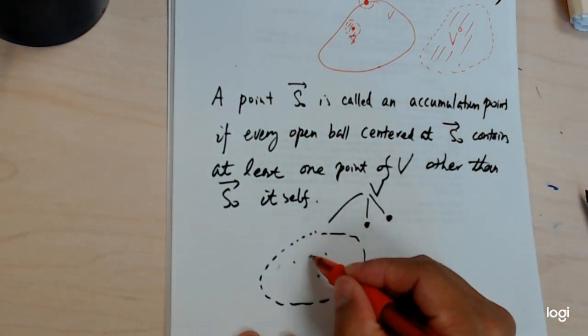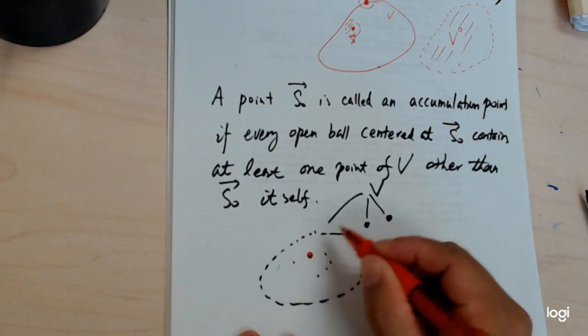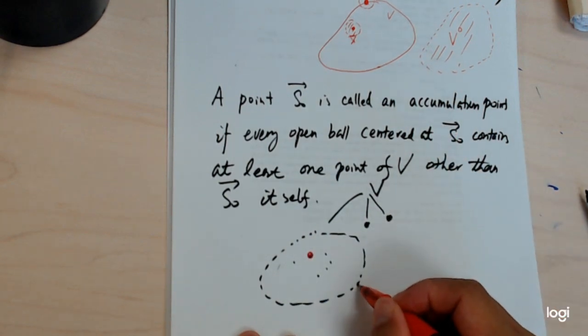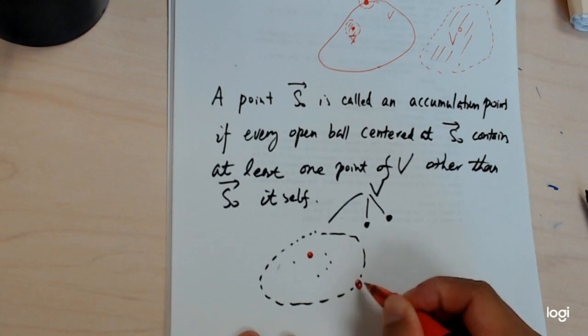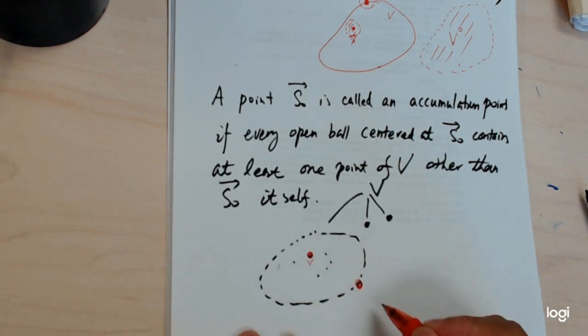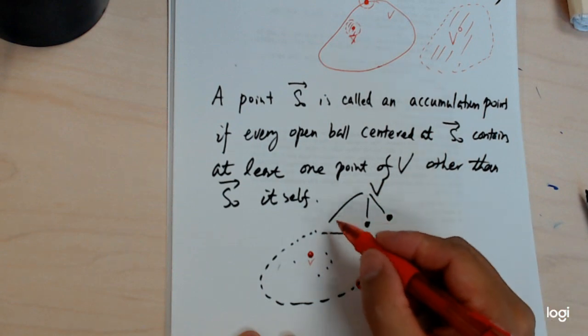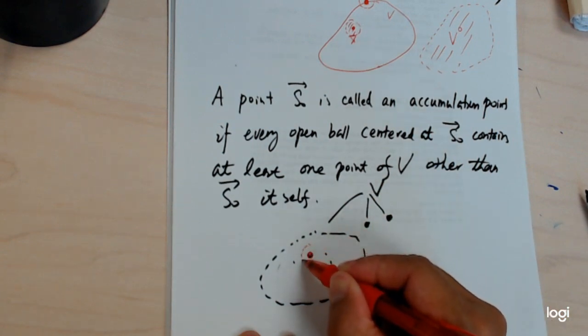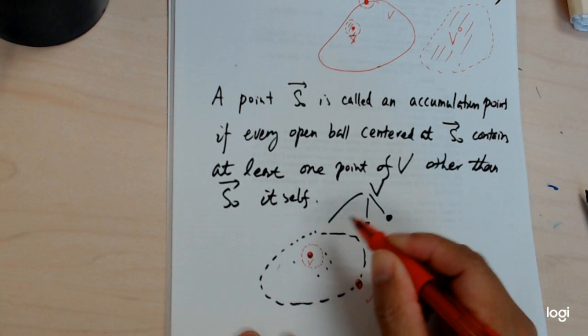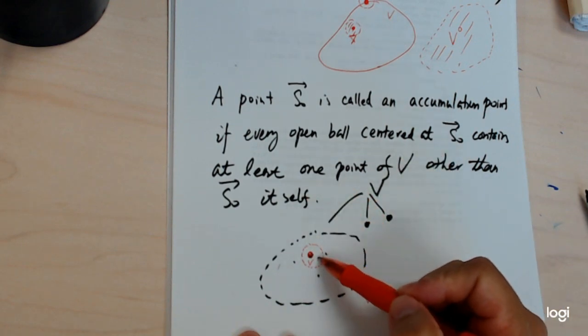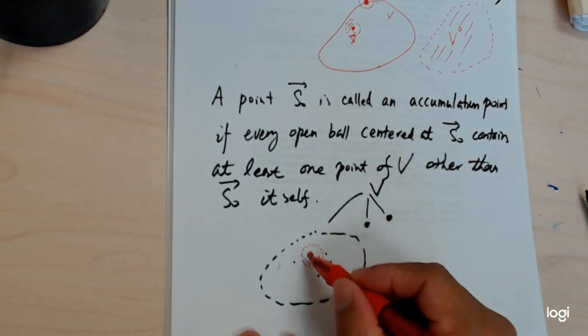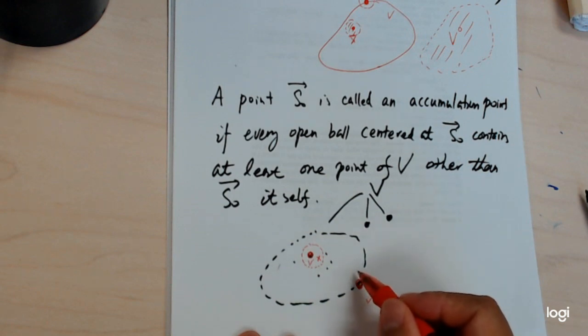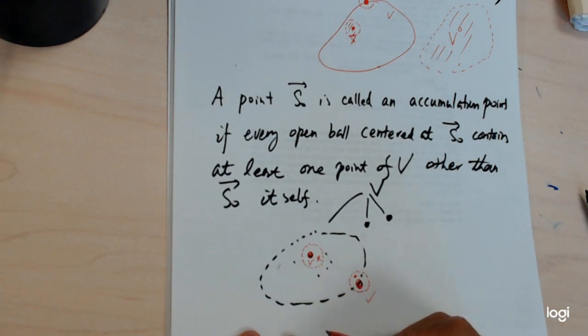Let me show you that anything inside is going to be an accumulation point. Anything on the boundary here is also an accumulation point, okay? This is an accumulation point, this is an accumulation point. The reason is trivial. It doesn't matter how small you sketch that open ball, this ball contains at least one point of V that's not S0 itself, including this guy. No matter how small you make your ball, it will contain at least one point of V other than S0 itself.